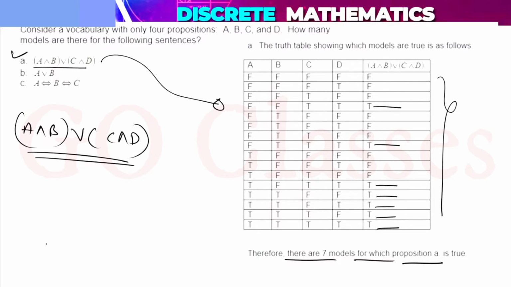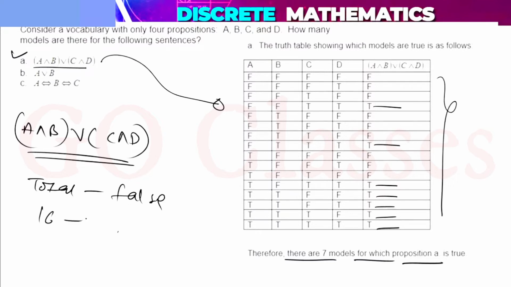But of course, you do not need to solve it using truth table. You can very easily solve it directly using combinatorics. Your combinatorics says that when it will be true, what you can do is just find out the total minus when it will be false.